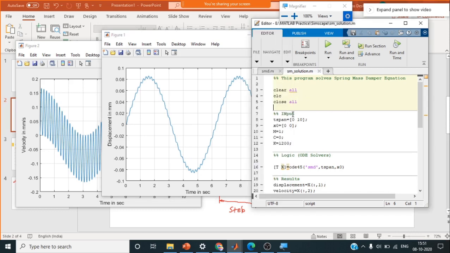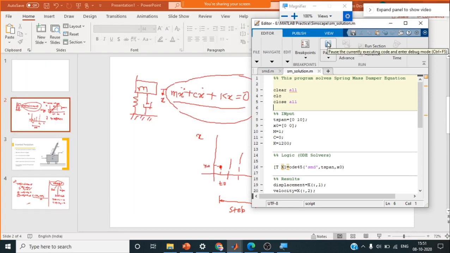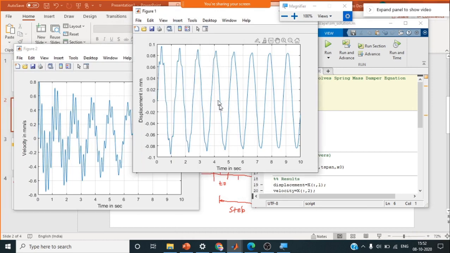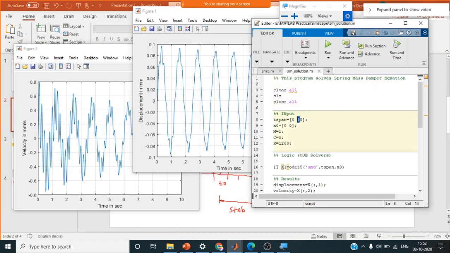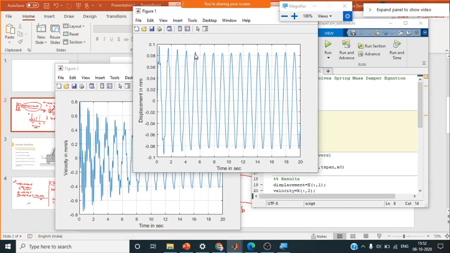If I provide a very small damping into this, and an omega equal to 5 or something, you can observe one very interesting thing here. Initially, you can see a very large amplitude. I will go for 20 seconds or something. Here you can observe the initial phase where the amplitude is larger, but later on the amplitude remains constant. That means the same amplitude as the input force.